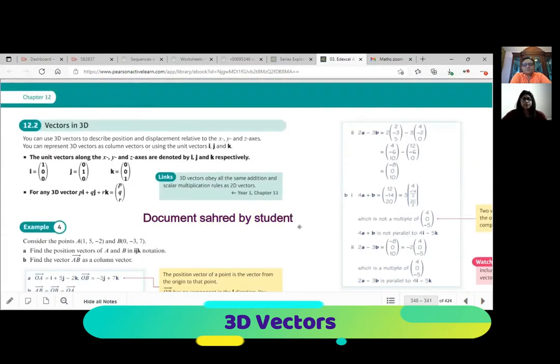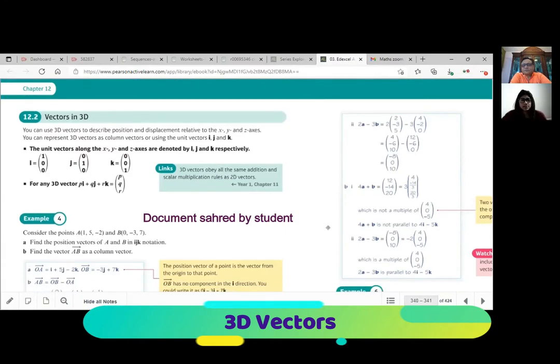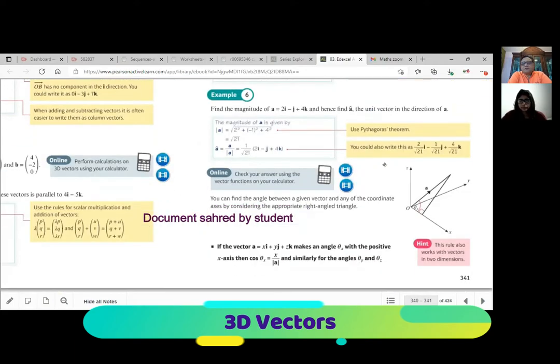Vectors in 3D. Right. So this is scalar product. When you say 2a minus 3b, you multiply the vector a by 2 and b by 3 and then do those vector operations. Correct. And then you are finding the angle of the vector with the axis. So that is all direction cosines. Fine. So that's good. So we can look into these.